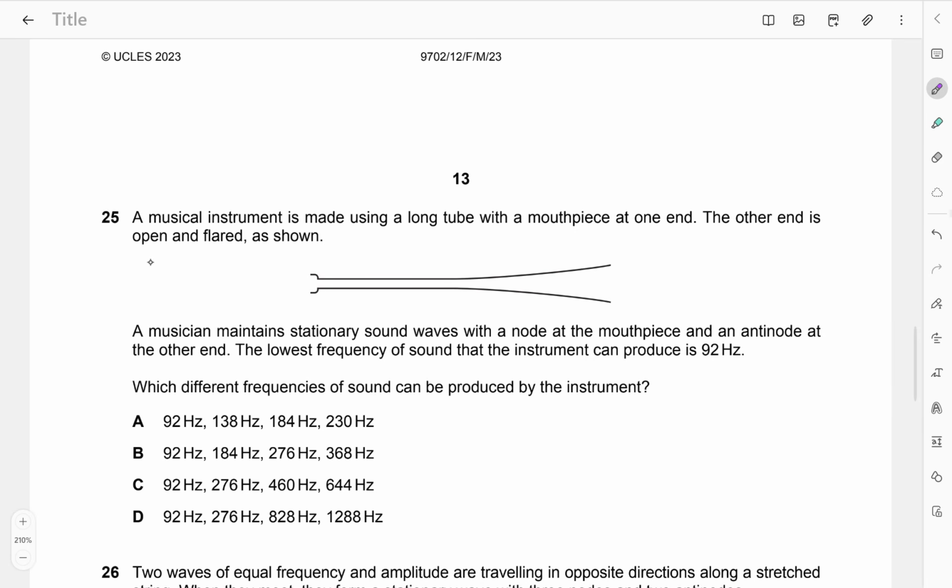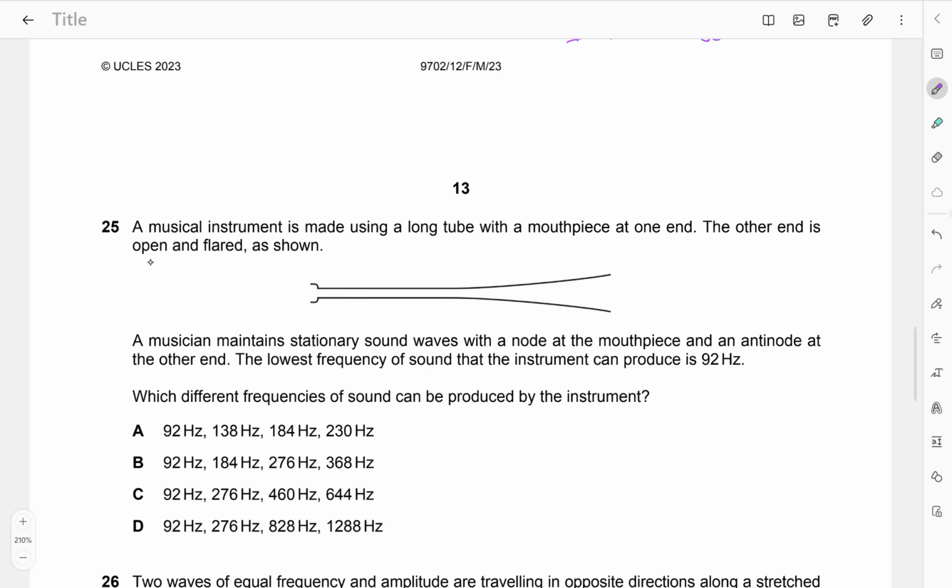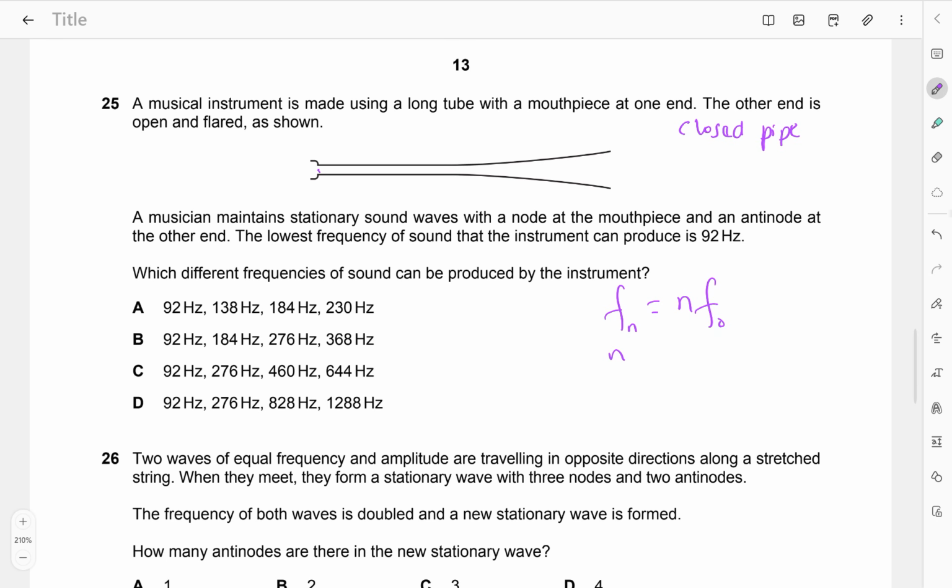A musical instrument is made using a long tube with a mouthpiece at one end. The other end is open and flared as shown. So it is going to behave like a closed pipe. A musician maintains stationary sound waves with a node at the mouthpiece. So there is a node here and an antinode at the other end. So it is behaving like a closed pipe. The moment I identify that it is a closed pipe, I know that the harmonic frequencies Fn is going to be n times F naught, but remember n is going to be an odd number. For a closed pipe, n is an odd number.